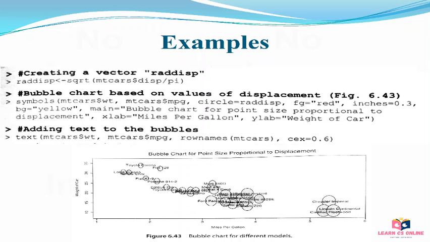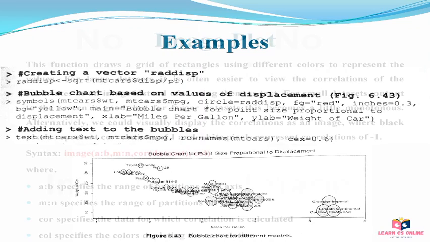The next command has raddisp as the value for the argument circles, which helps the chart to consider the radius of the bubble corresponding to the car model according to the value of raddisp for that model. The last command helps to add text to the chart, with the row names as the names of the bubbles.